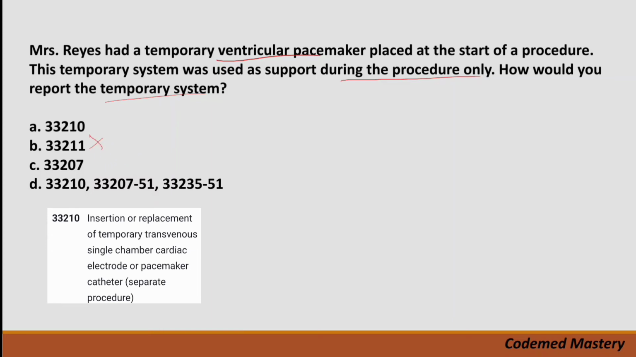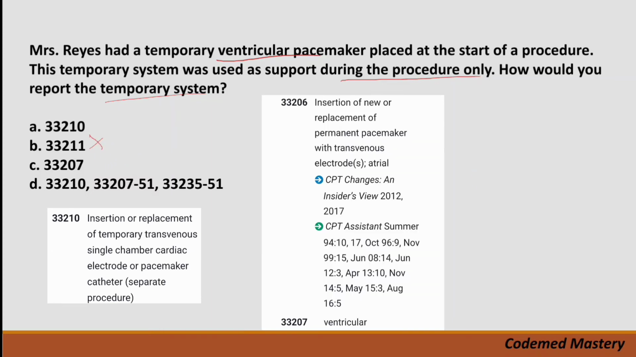Coming to option C, 33207, that is for insertion of new or replacement of permanent pacemaker ventricular. But in our question they have mentioned temporary, it is not permanent. So we'll eliminate option C.